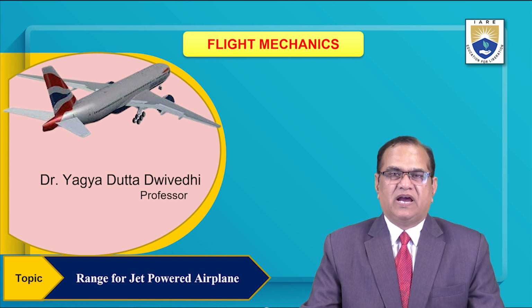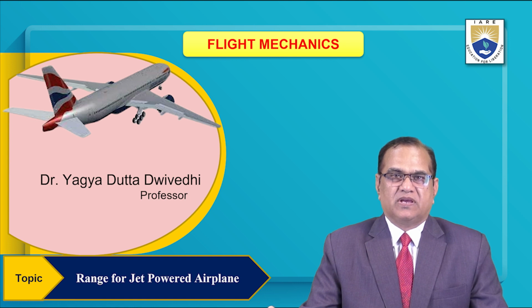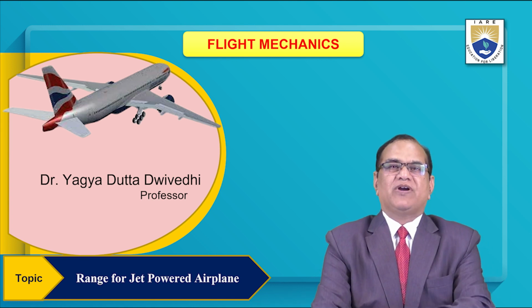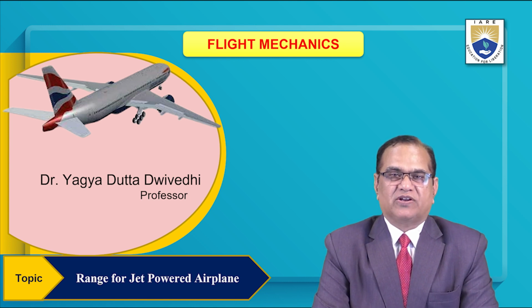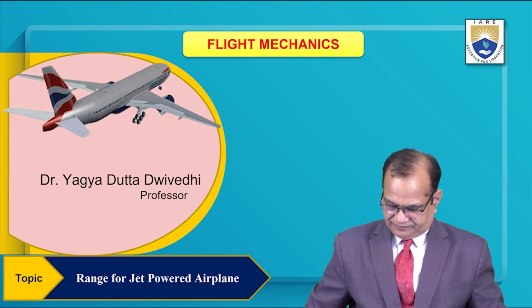Before this cruise flight, I have already covered the atmosphere, different types of layers of the atmosphere, thrust required, power required, velocity, lift, drag polar, and so on. Today I am going to take a very important topic for flight mechanics, a very important phenomenon for aircraft performance, that is range, and range for jet powered airplane. That is what I am going to take in today's lecture.